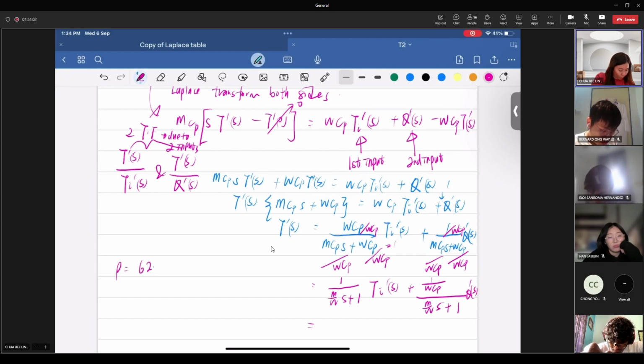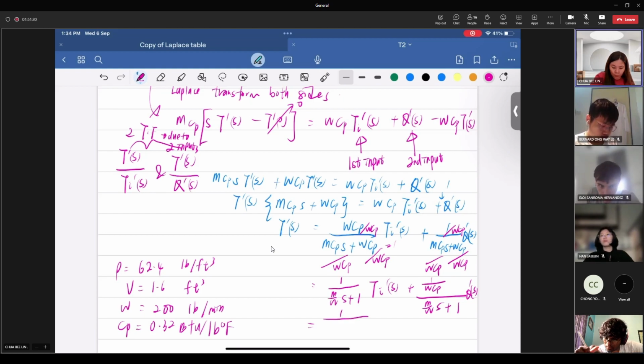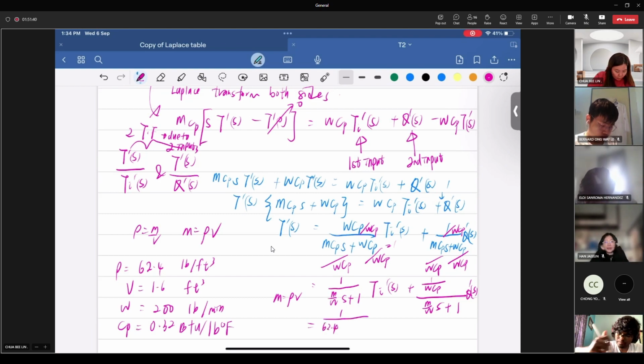Density is 62.4, volume 1.6 cubic feet, mass rate 2.5 per minute. CP is 0.32 BTU per degree Fahrenheit. So you'll be getting 1 over M; rho equals M per V, so M equals rho V. M equals rho V will give you density multiplied with volume, divided by omega, the mass rate, 200 S plus 1. And your Ti prime S. What is your Ti prime S?